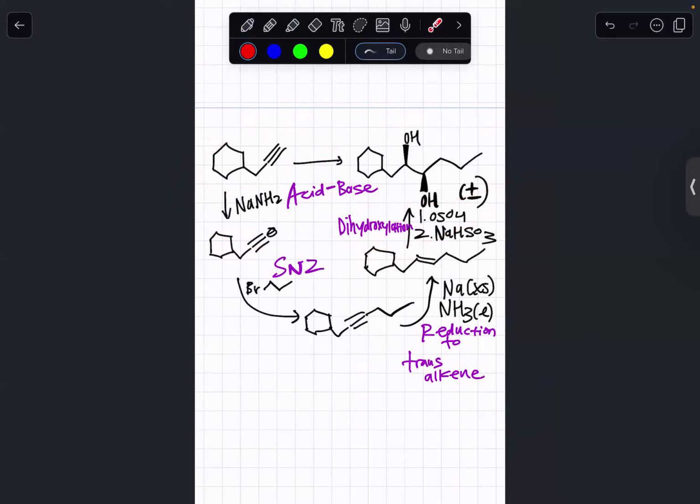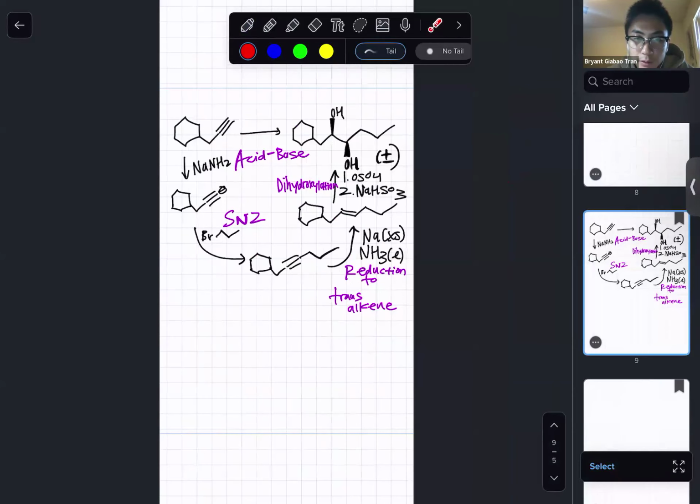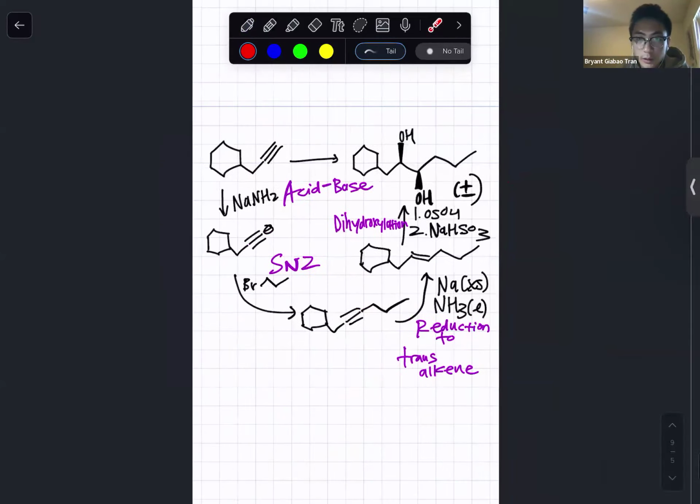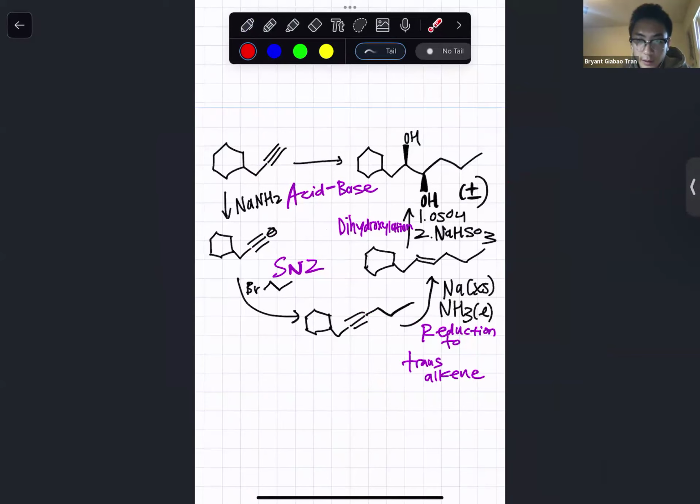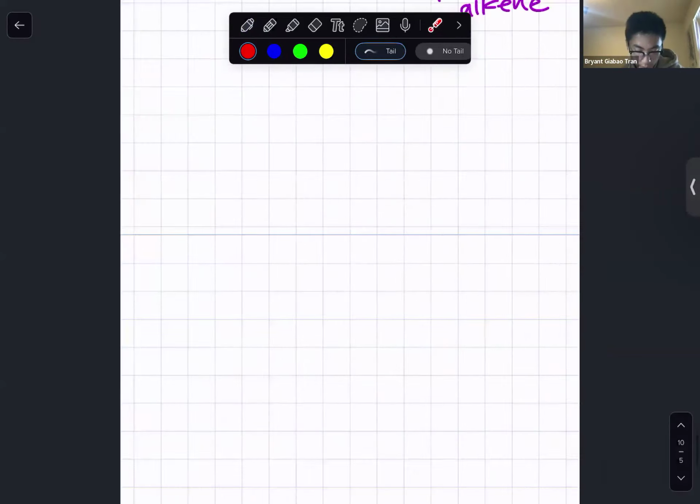Okay. Want to do more synthesis problems that would combine these together, or you want to move on to the next alkyne reaction? We can move on to the next one really quick. Okay. Yeah, let's move on to the next one. Now, let's see, what's the next one? Okay, addition of HX.